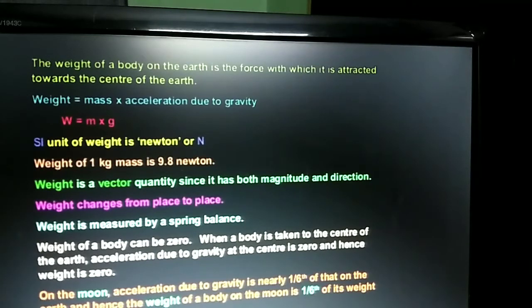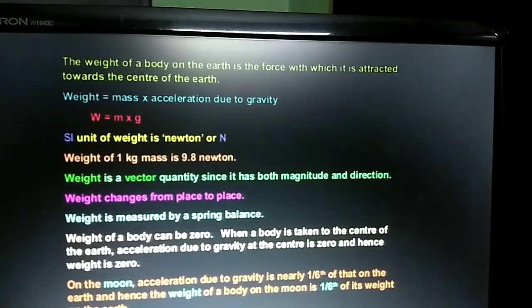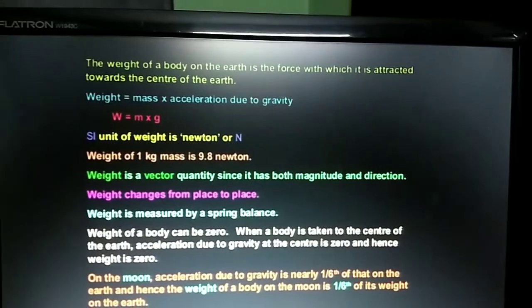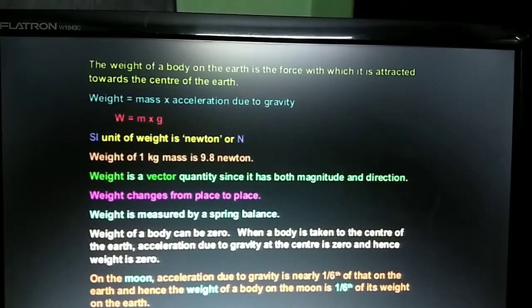When a body is taken to the center of the earth, acceleration due to gravity at the center of the earth is zero and hence weight is zero. On the moon, acceleration due to gravity is 1/6 that of the earth and hence the weight of the body on the moon is 1/6 of its weight on the Earth.